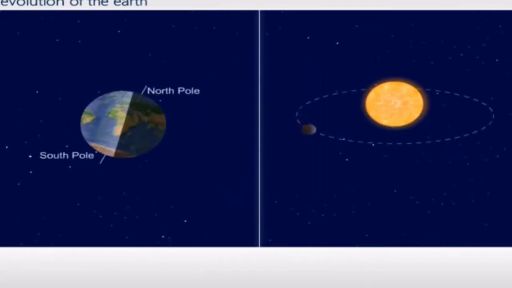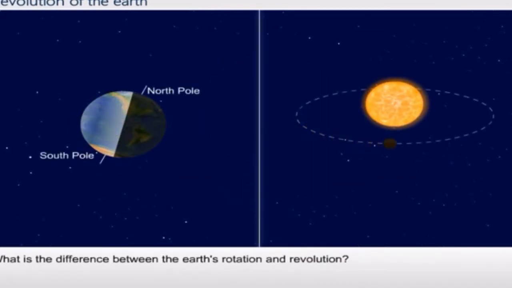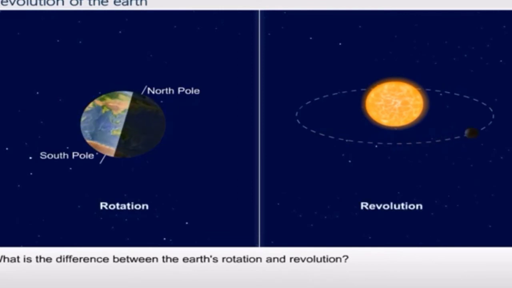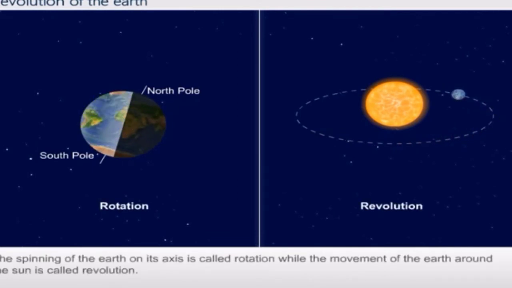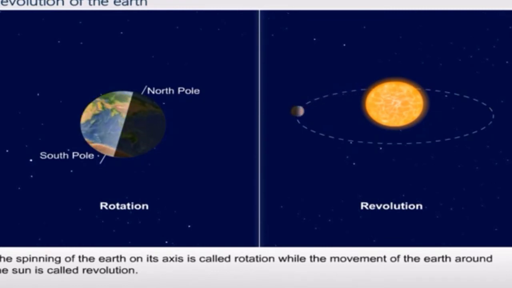What is the difference between the earth's rotation and revolution? Let us find out. If you see the picture, the spinning of earth on its axis is called rotation, while the movement of earth around the sun is called revolution. You can see what is the rotation and what is the revolution.